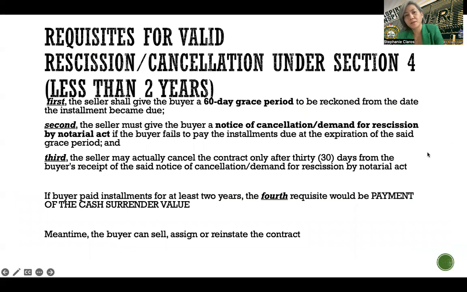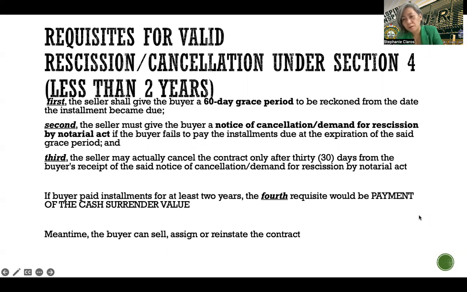So remember this, these are the requisites for valid rescission or cancellation under Section 4 of the Maceda Law when the buyer has made less than 2 years of installment payments. So 60-day grace period, reckoned from the date the installment became due. Second, the seller must give the buyer a notice of cancellation or demand for rescission by notarial act at the expiration of the grace period.